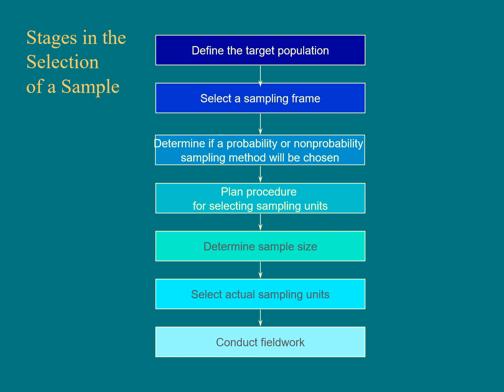except for field work. Initially the researcher has to define the target population, then select a sample frame, determine if the probability or non-probability sampling method will be chosen, plan the procedure for selecting sampling units, determine sample size, select actual sampling units, and then conduct the field work.